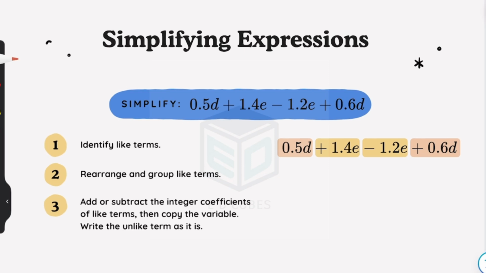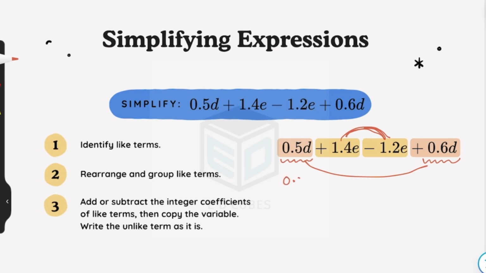Simplify this expression: 0.5d plus 1.4e minus 1.2e plus 0.6d. So the process involved is simple. Identify the like terms. So how to identify the like terms? Here the variable is d. Here also the variable is d. So these two are like terms. Similarly, these two are another pair of like terms. Yes or no? If yes, then now rearrange the like terms.